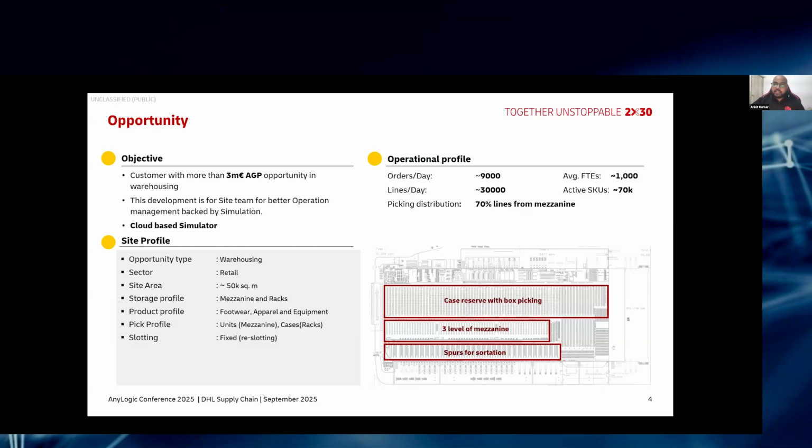Talking about the products that they are keeping, it is footwear, apparel, and equipment. And talking about the operational profile, the site currently handles around 9,000 orders per day out of 30,000 lines, and average FTEs are around 1,000. And talking about picking distribution, most of the picking is happening from the mezzanine itself. So we have modeled all the activities happening on the mezzanine in very detail. So now let's quickly switch to the video, then we will see what are all the processes.